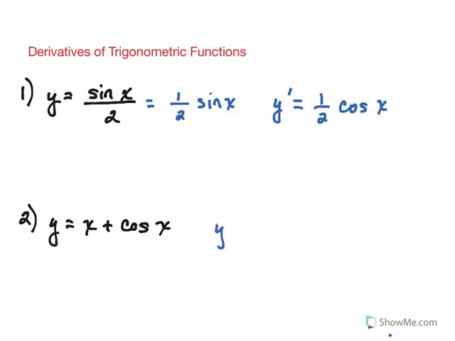The second one's equally straightforward. Derivative of x simply is 1. Derivative of cosine is negative sine. Pretty easy so far.